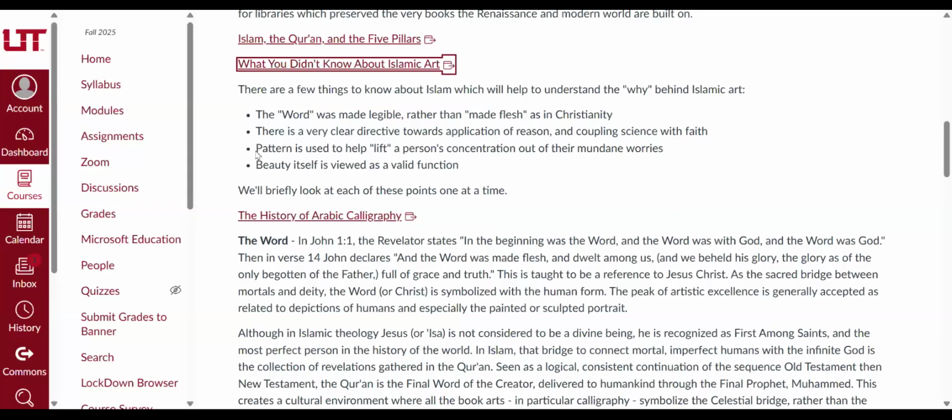In Islam, you get a lot of patterning used to help lift a person's concentration outside of their mundane worries, to lift you above the ordinary world that you live in. And in Islam as well, beauty itself, just the principle of beauty, is viewed as a valid function of art.